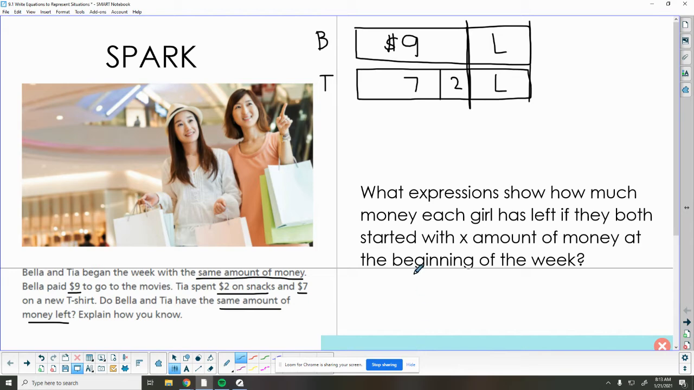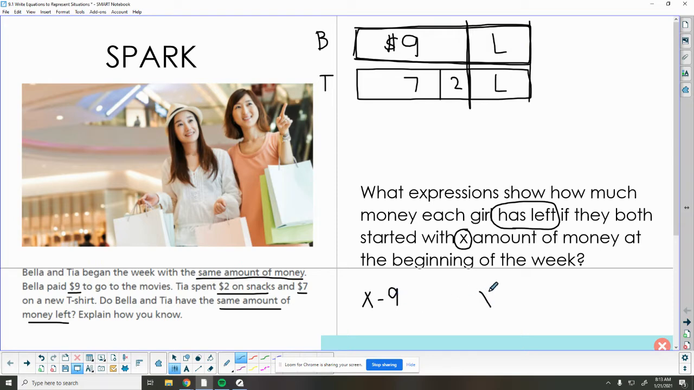So let's write an expression to show how much money each girl has left if they both started with X amount of money at the beginning of the week. So we want to write something to show how much they have left. So we're going to use X as our starting amount. So this whole thing is X. So we have X, and then Bella spent 9. So X minus 9 would tell us the amount that Bella has left over.